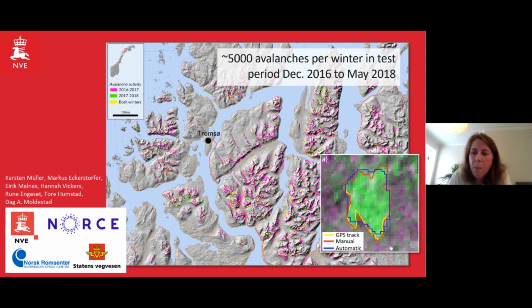You also see here a comparison of how, when they checked, the algorithm that depicts the avalanches automatically looks in comparison to GPS tracks or to a manual delineation by a human observer. And as for the optical example that I showed you, I think the result is quite satisfying.